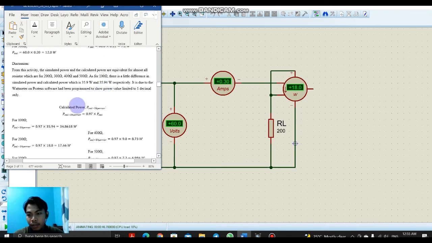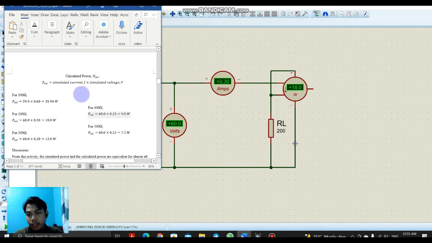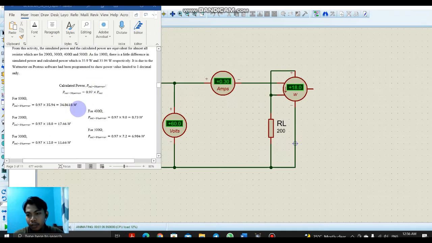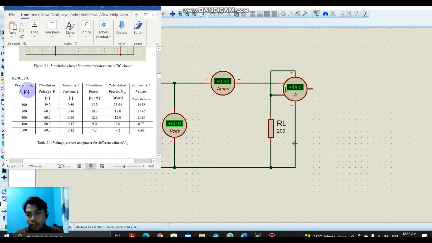As for the calculated power with 3% error, we will use this formula, which is 0.97 times P calculated, using the calculated value above, and we insert it for each of the resistor values. So here are the results for P calculated with 3% error. In the table, we got all the values for each of the resistances. So that's all for Activity 1.